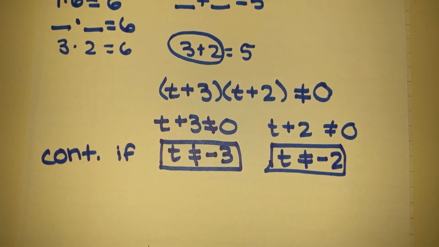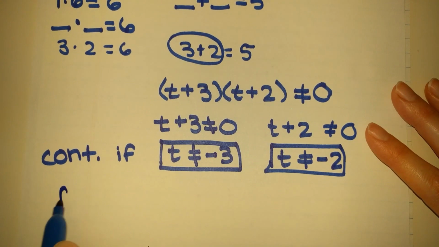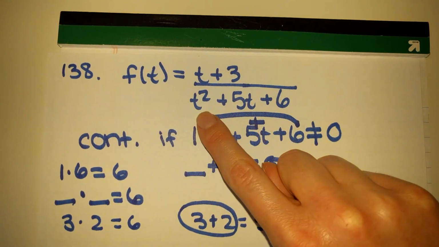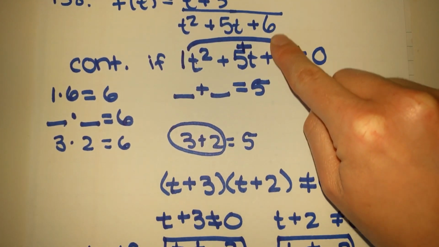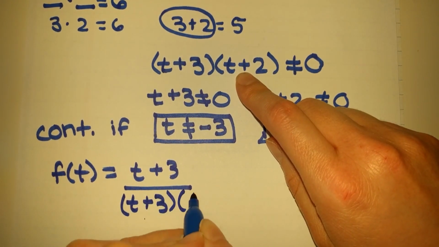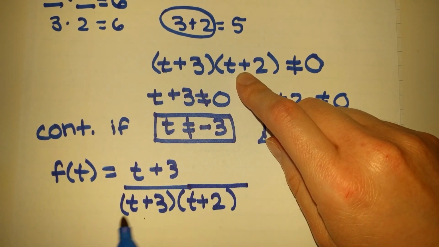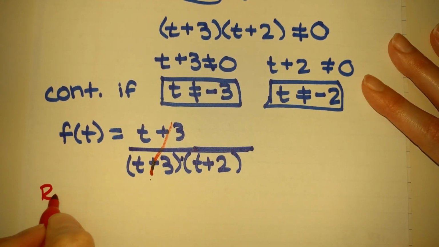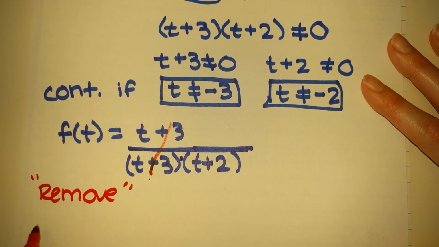So to answer that question, because we have a fraction, we want to answer if we can remove those denominators that are causing the 0. If you go back to your function, you had t plus 3 over the denominator t squared plus 5t plus 6, which we went through factoring to get this. So I'm going to plug in that factorization. Once I have it factored, the division is undone with multiplication, and I can cross out this t plus 3.